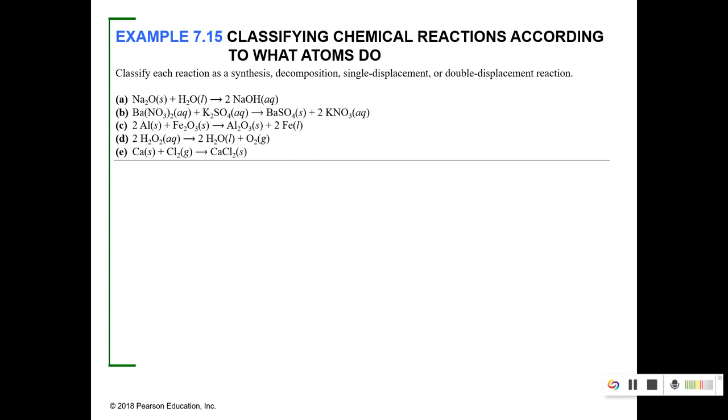Okay, so here we're briefly going to go through what type of reaction they are. This does not include combustion. So A, that is synthesis, and that's because there's 2 compounds making a larger compound. B is double displacement, and specifically it's precipitation, and that's because we've got this solid barium sulfate. Okay. C is single displacement, and that comes from a single element on both sides.